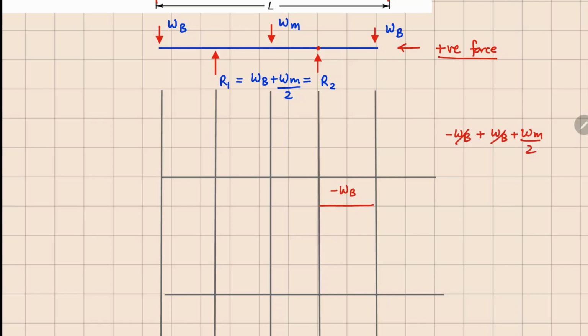So you see that now we are going to shift to WM over 2. So now this right here is WM over 2. After that, when we reach this point here, we have WM going down, so we are going to subtract WM from here. So on this side we are going to get minus WM divided by 2, and after that again we get R1 which is going upwards, so minus WM divided by 2 plus R1 which is (WB plus WM) divided by 2. So this cancels out, so here again we get a positive value which is WB. So now I can connect all this. So this is how your shear force diagram is going to look for this beam.